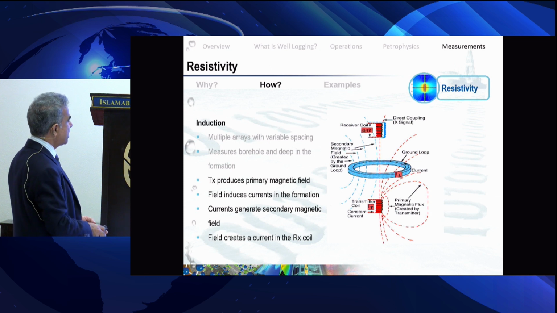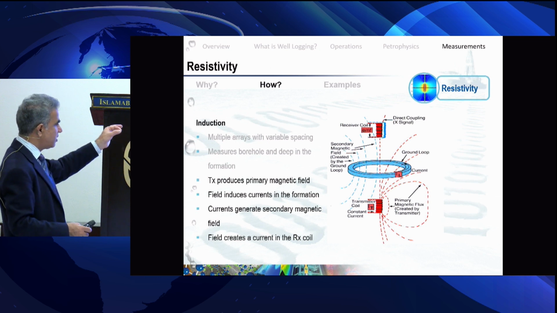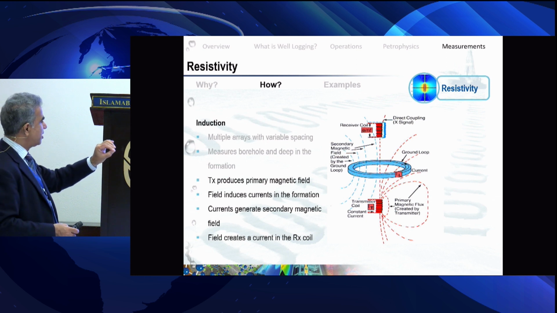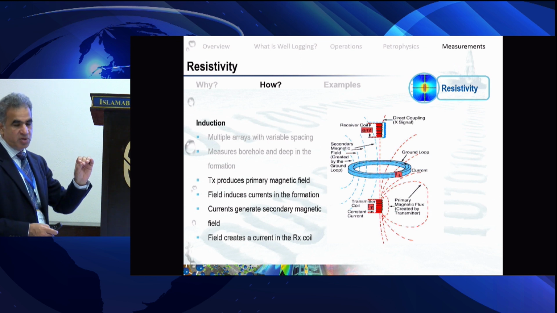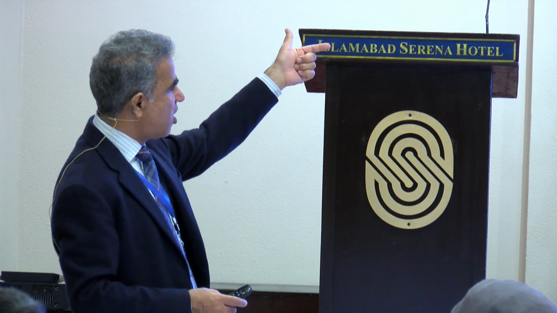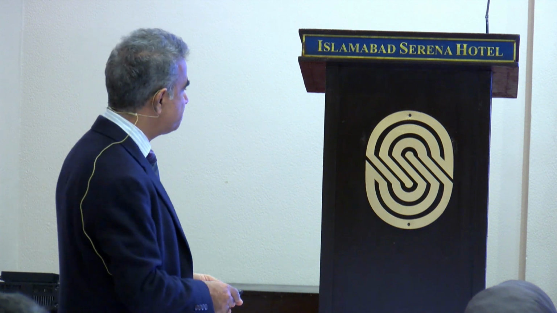In induction, as I mentioned earlier, there are different coils, and when we induce current, it creates a magnetic field. We call it the primary magnetic field, and that primary magnetic field or flux induces current, which creates another, secondary magnetic field that is measured by our receiver coil. So from transmitter coil to receiver coil, from current to magnetic field to current. That's the basic principle of the induction measurement.